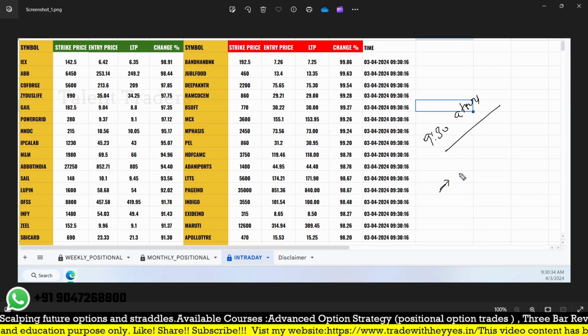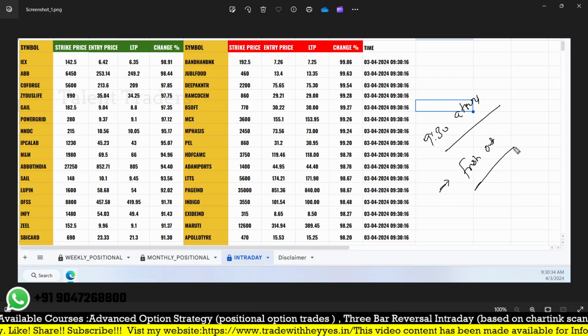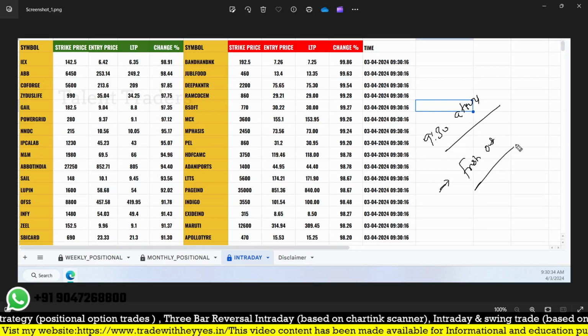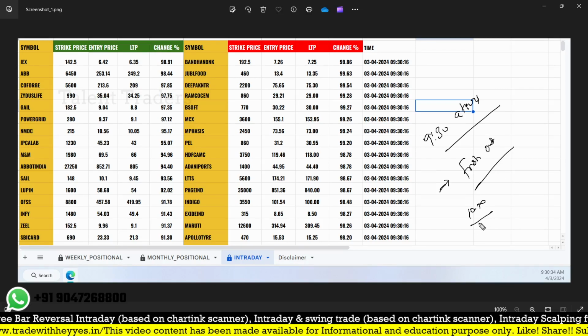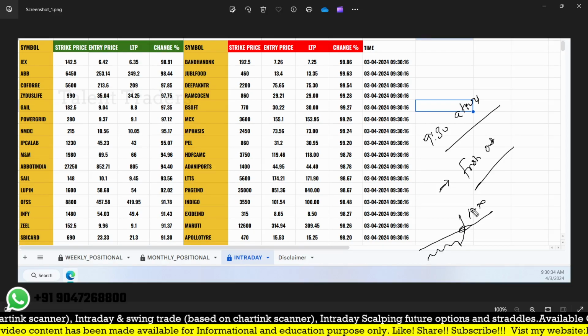And a fresh breakout means it should not have triggered our entry point before, in any time frame. If you are using the 15-minute or whatever time frame, and you are looking at 10:30, it means it was never triggered at our entry point before that. That we consider a fresh breakout.